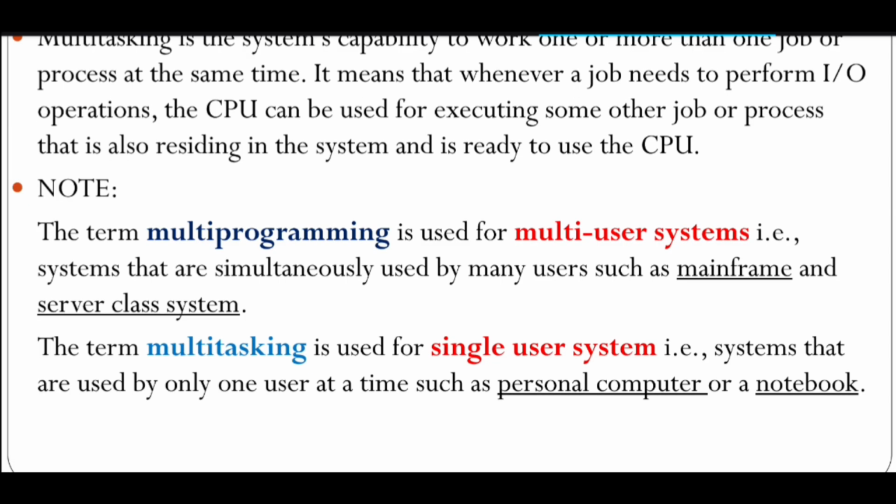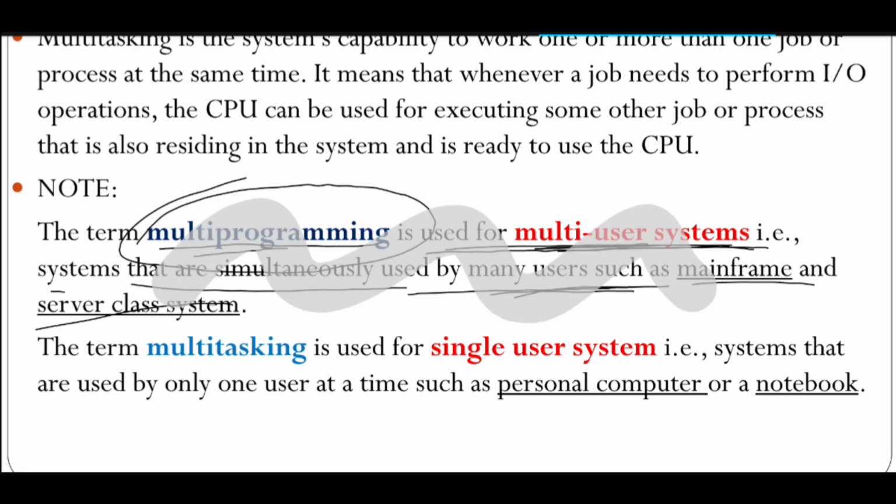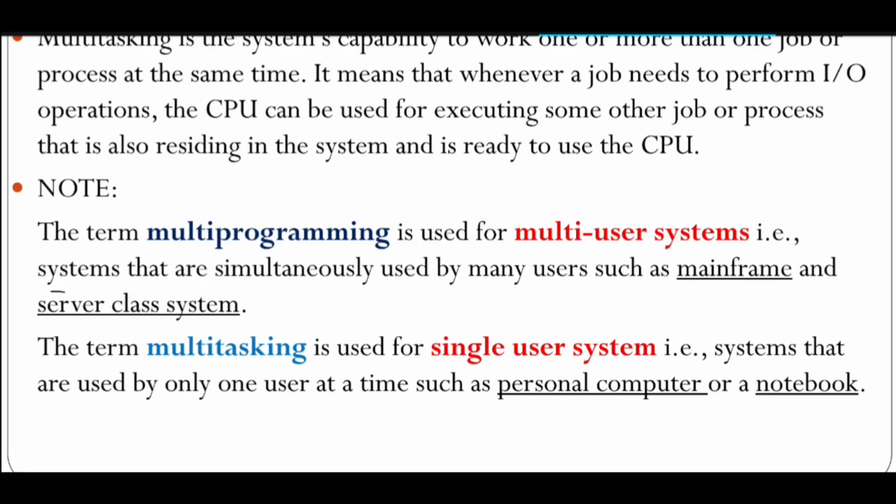Then the term multi-programming is used for multi-user systems. We are now discussing the previous OS. Multi-programming OS is used for multi-user systems, systems that are simultaneously used by many users, such as mainframe and server class. While different users are using a system at a time, in that system we use a multi-programming OS.